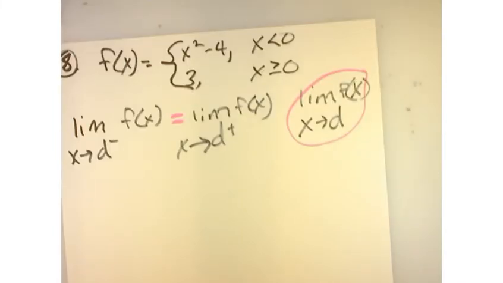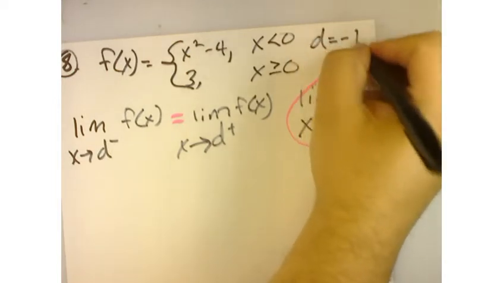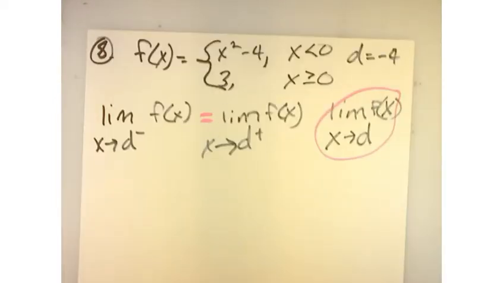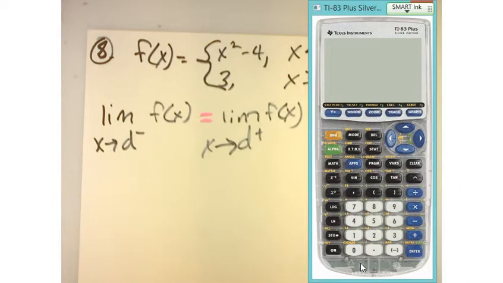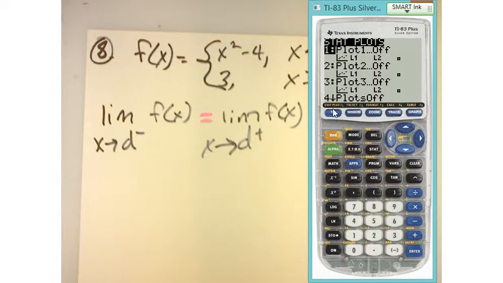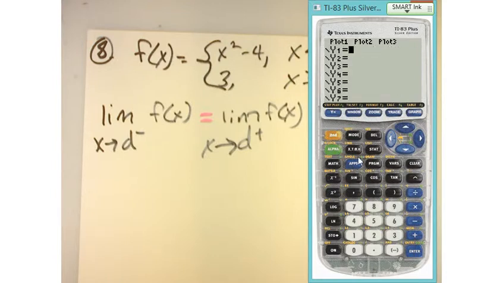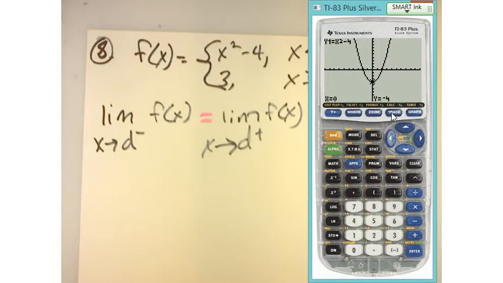Now, what if x is equal to negative 4? If x is equal to negative 4, then where do I plug that in? To the first equation. So I'm just going to graph this, and I'm going to say y equals x squared minus 4. And if I hit trace and then I plug in negative 4, there's really no problem. It's 12, right?